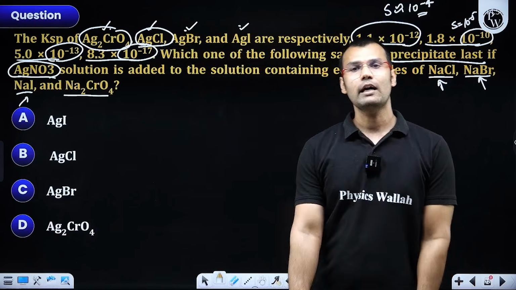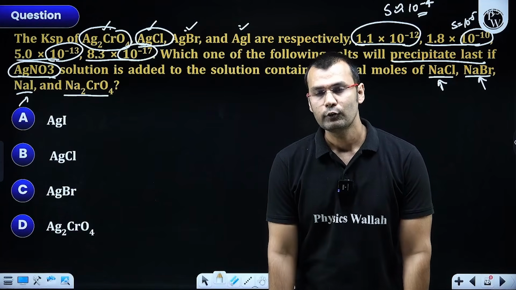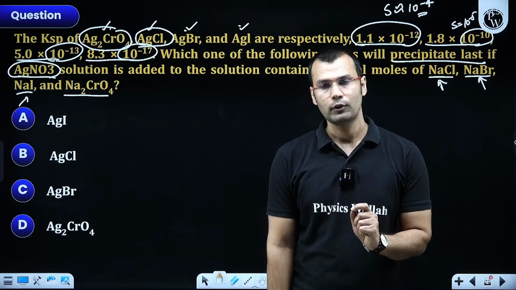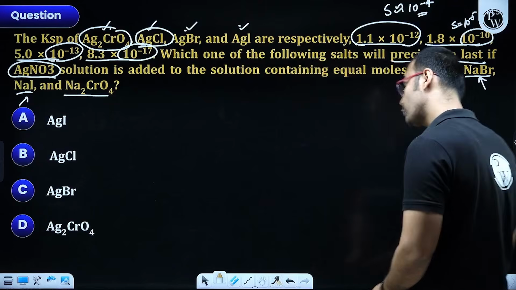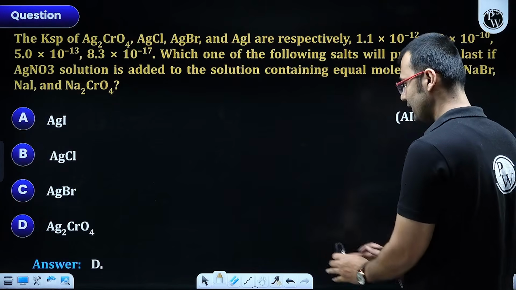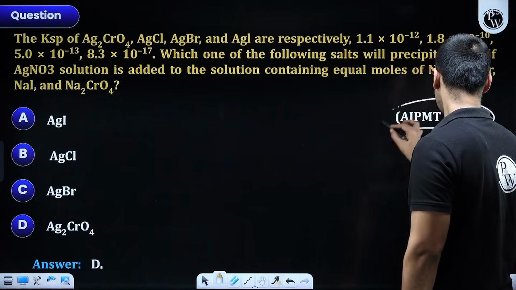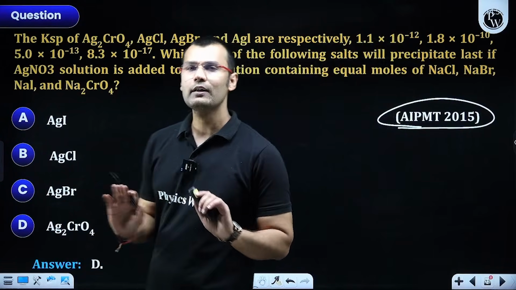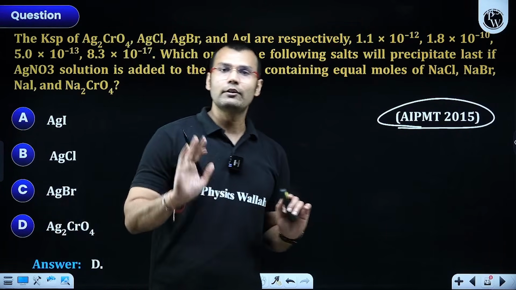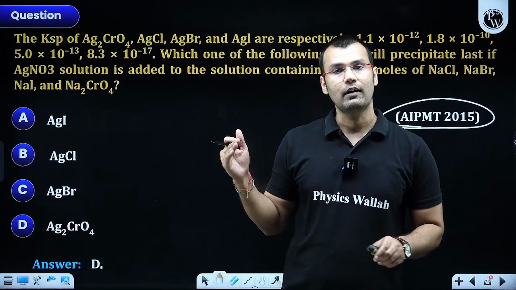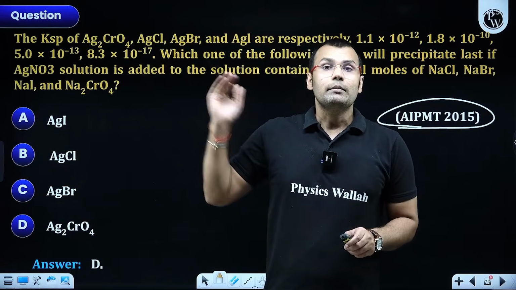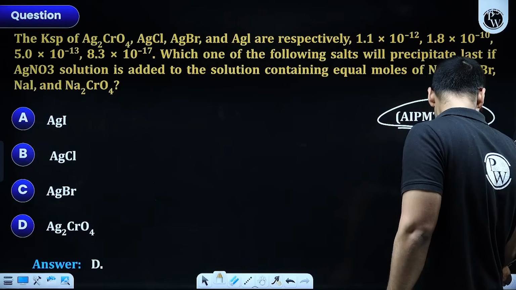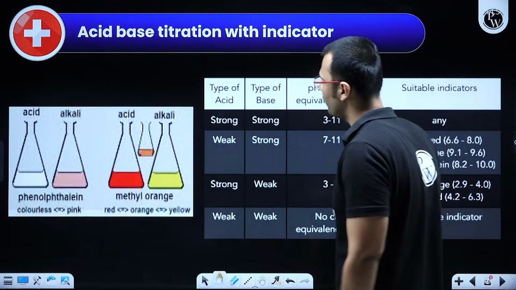And if Ag2CrO4 has the highest solubility, that's the one which will be precipitated at the end, at the last. So of course, in this case, answer should be D. And yes, it is D. And we got this question in AIPMT 2015. So now I think you got an idea what type of question we get from solubility, solubility product, ionic product, and regarding the precipitation part. Correct? Now, at the end, I have added a point for all of you.